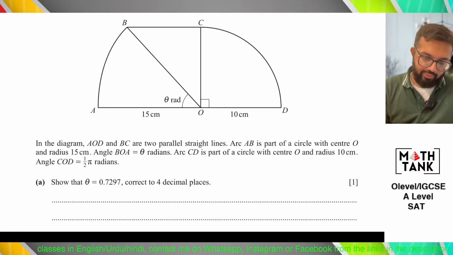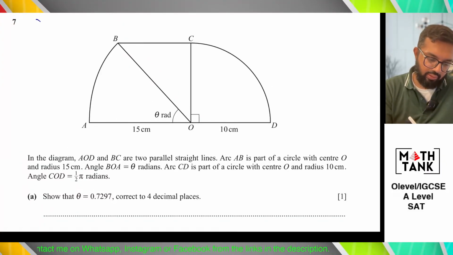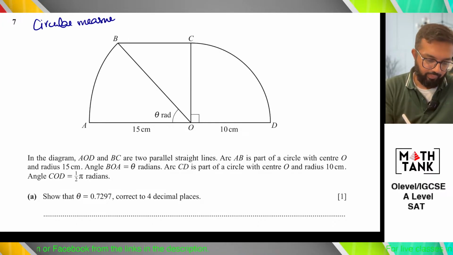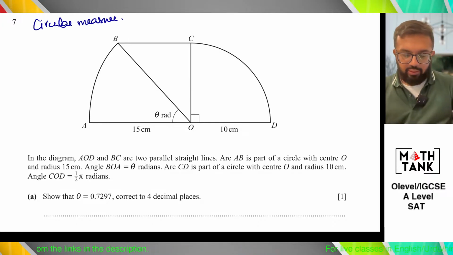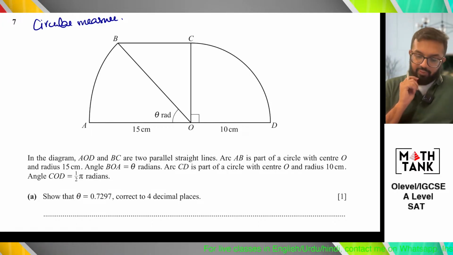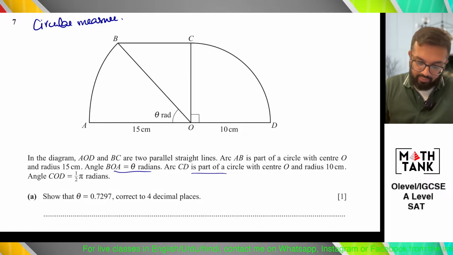Okay, question number 7 is circular measure. This looks like an easy question. In the diagram, AOD and BC are two parallel straight lines. Arc AB is a part of a circle with center O and radius 15. Angle BOC is equal to this. Arc CD is part of a circle with center O and radius 10. Angle COD is equal to pi over 2. Show that theta equals to 0.7297.